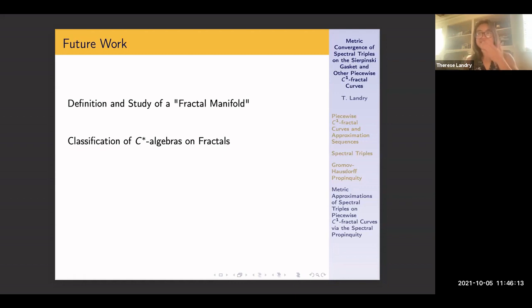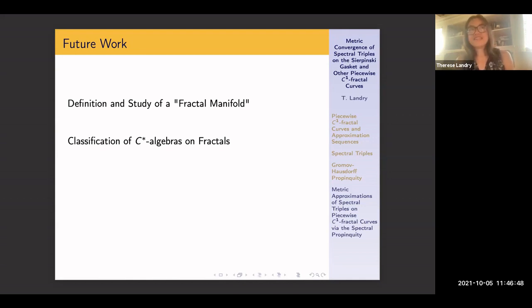Like if X is a Sierpinski gasket, then what is C of X? It's definitely not an AF algebra, because one of the things about the Cantor set is that it's totally disconnected. And all the fractals I've talked about here, because they've got their length spaces, they're all connected. So it just can't be an AF algebra. So the point being, what kind of C-star algebra is it at all? Even for the unital commutative case, what kinds of C-star algebras are they?